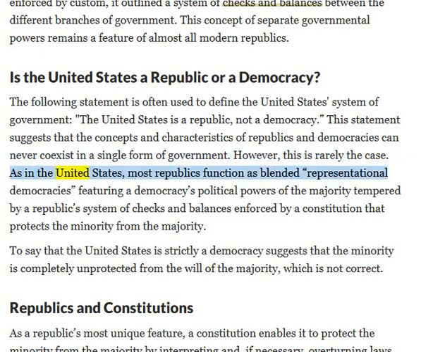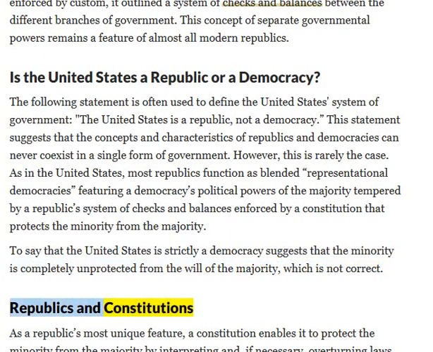As in the United States, most republics function as blended representational democracies featuring a democracy's political powers of the majority tempered by a republic's system of checks and balances enforced by a constitution that protects the minority from the majority. To say that the United States is strictly a democracy suggests that the minority is completely unprotected from the will of the majority, which is not correct.